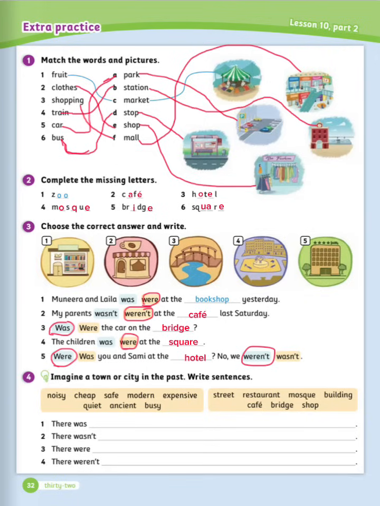Exercise number 4. Imagine a town or city in the past. Write sentences. Use the words in the box above to help you. I'll show you my answer as an example. Number 1. There was a quiet cafe. Number 2. There weren't cheap shops. Number 3. There were ancient mosques. Number 4. There weren't modern buildings.